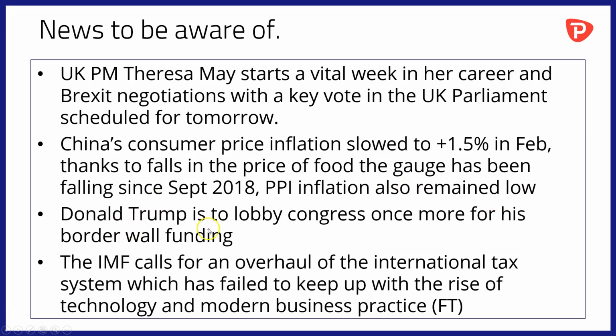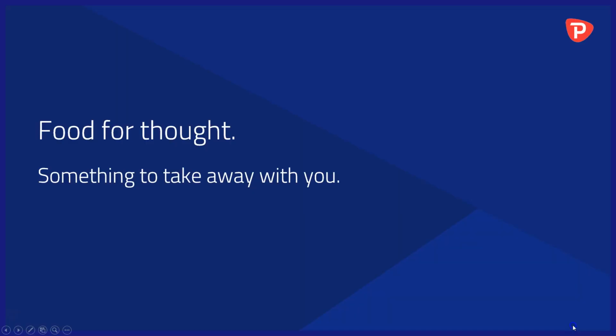And Donald Trump is to lobby Congress once more for his border wall funding. You remember that Congress rejected his previous application. Mr. Trump is to return and try and seek a way to appease Congress and get that money. Meanwhile, the IMF has called for an overhaul of the international tax system, which, according to it, has failed to keep up with the rise of technology and modern business practice, and that highlighted in an article in the FT.